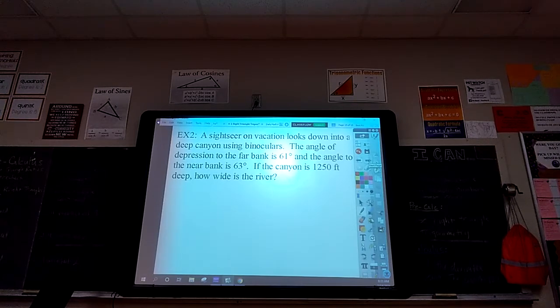Alright, so a sightseer on vacation looks down at a deep canyon using binoculars. The angle of depression to the far bank of a river is 61 degrees, and the angle of depression to the near bank of the river, which I think I forgot to type, is 63 degrees. There's a river down in the canyon. So when he looks down to the far bank, it's 61 degrees, and then he has to turn his head just a little bit more to look at the closer bank at 63 degrees. If he's 1,250 feet above that river, we're trying to figure out how wide the river is. Okay.